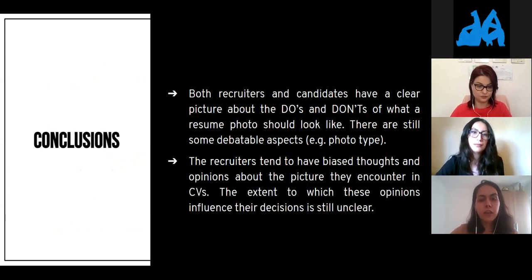Next, both recruiters and candidates have a clear picture when it comes to the do's and don'ts of what a resume photo should look like. But as Maria stated earlier, there are some aspects that are still debatable. For example, the photo type: use a selfie type or a professional one, or you can just use a normal picture. Also, the recruiters tend to have biased thoughts and opinions about the pictures they encounter in their resumes, but the extent to which these opinions influence their decisions is still pretty unclear.